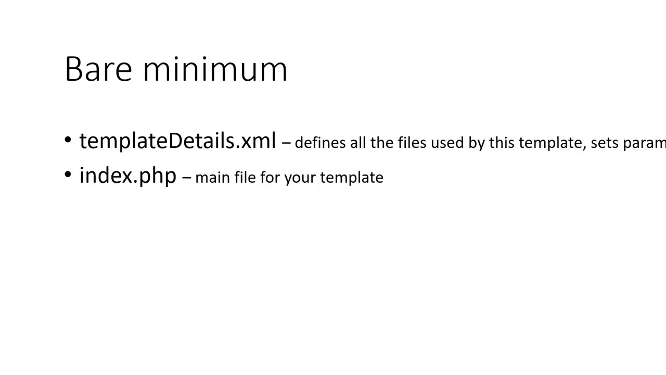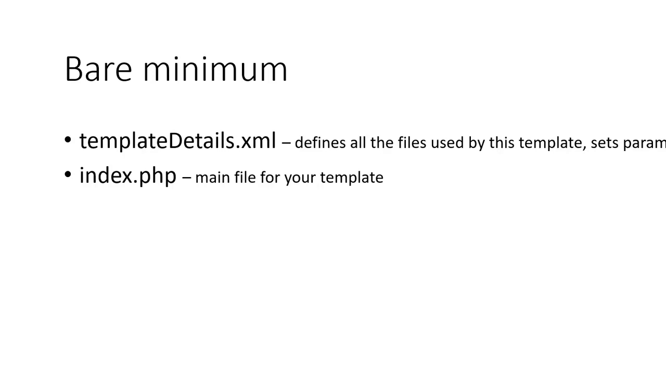So to build a template, there's a bare minimum of 2 files that you need. First of all, there's the templateDetails.xml, and that defines the template. It sets up all the details about it, the name of the template, the version number, who the author is, what licenses it has, that sort of thing. It also defines all the different files used by the template, and it specifies all the module positions, and it has the parameters as well, so any options and settings for that template are all defined within that XML file.